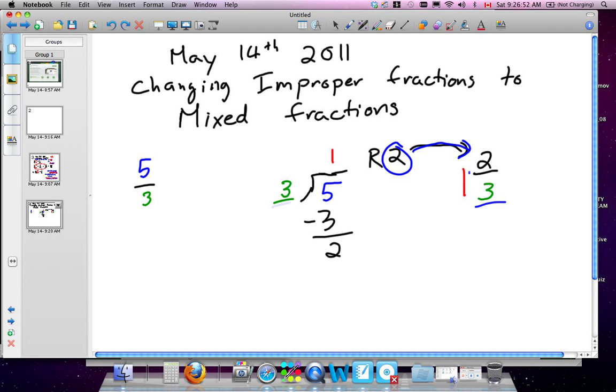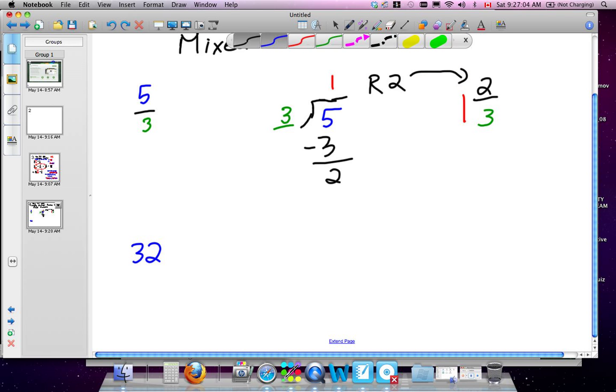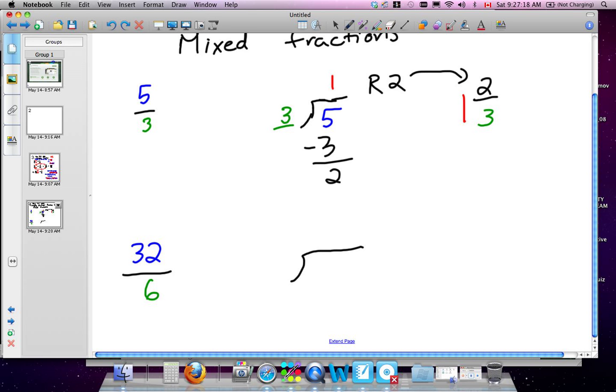Okay, let's do one more, just so we can put it all together. What about this one? I have 32 divided by 6. First of all, I'm going to put the template. Here's our division sign. Which number goes underneath the division sign? 32, that's right. That's why we have it in blue. And what goes on the outside? 6. Okay, so we have to divide.